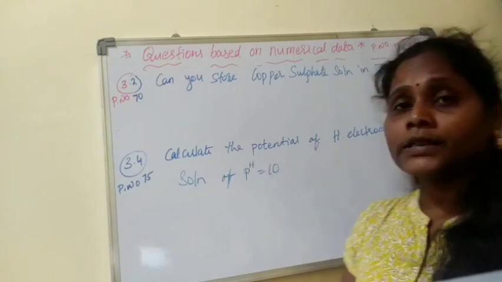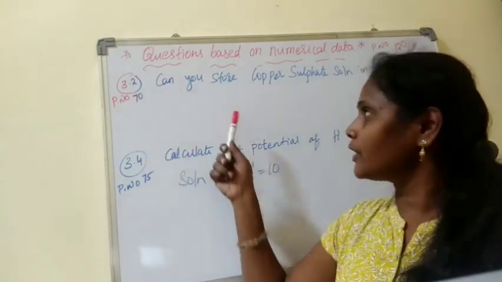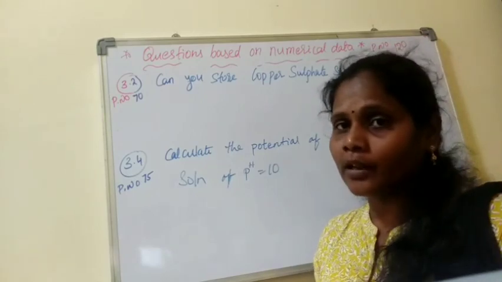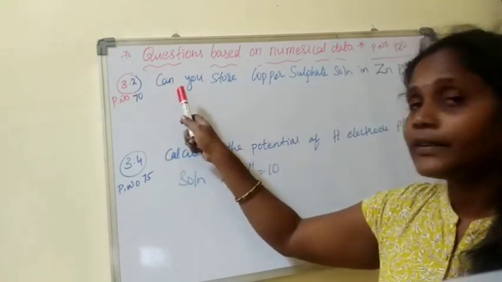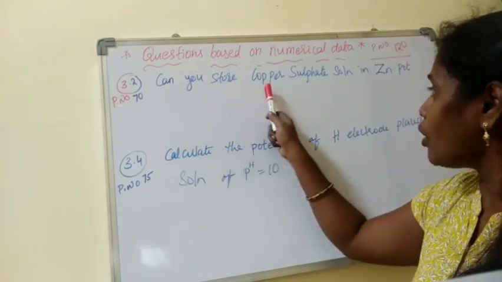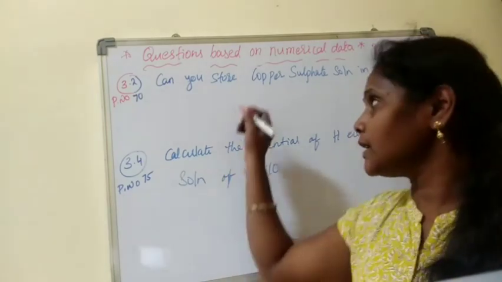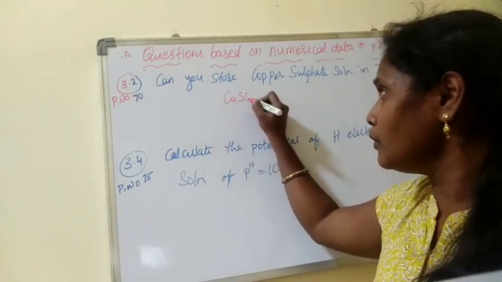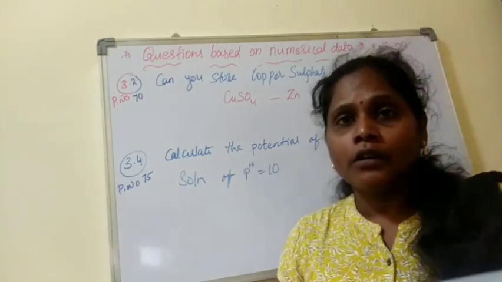Here is the next question. That is 3.2, same page number. Actually, it is not a numerical question. I just would like to help you with how to think about this question. So the question is, can you store copper sulfate solution in a zinc pot? He is asking whether CuSO4 can be stored in a zinc metal pot, right?